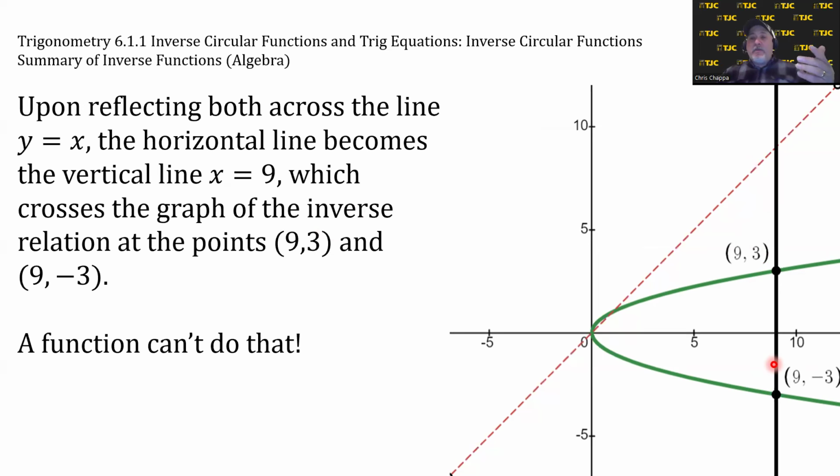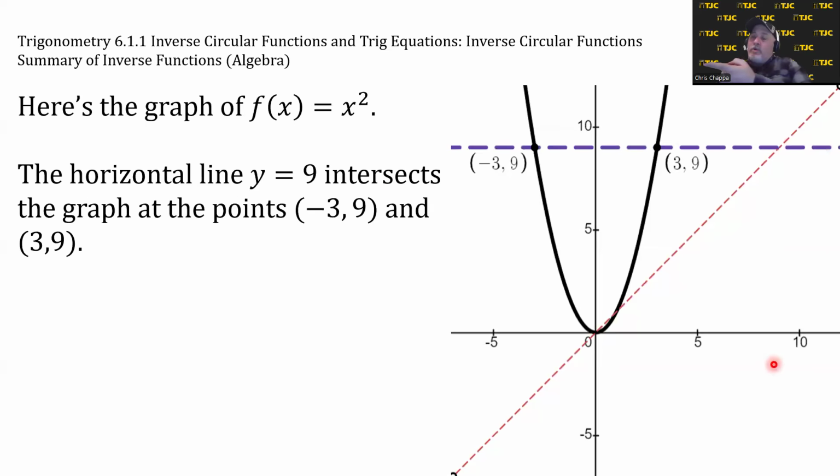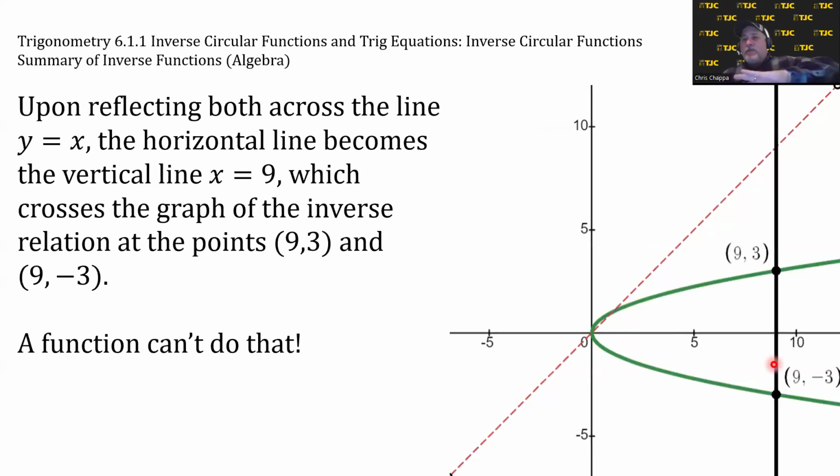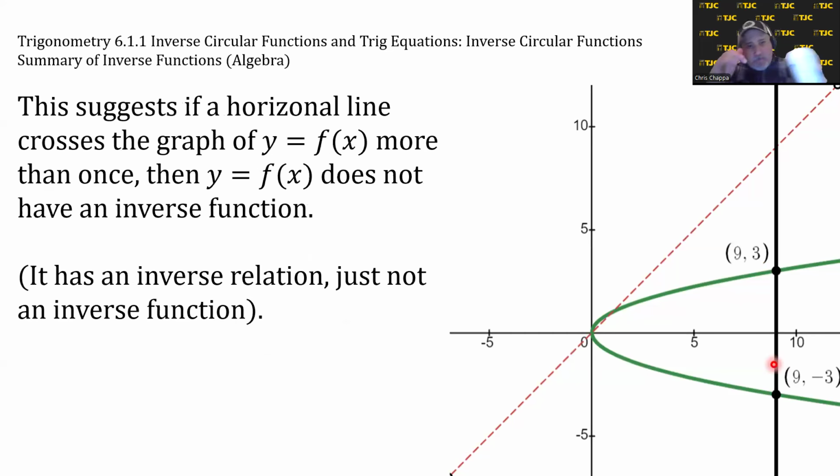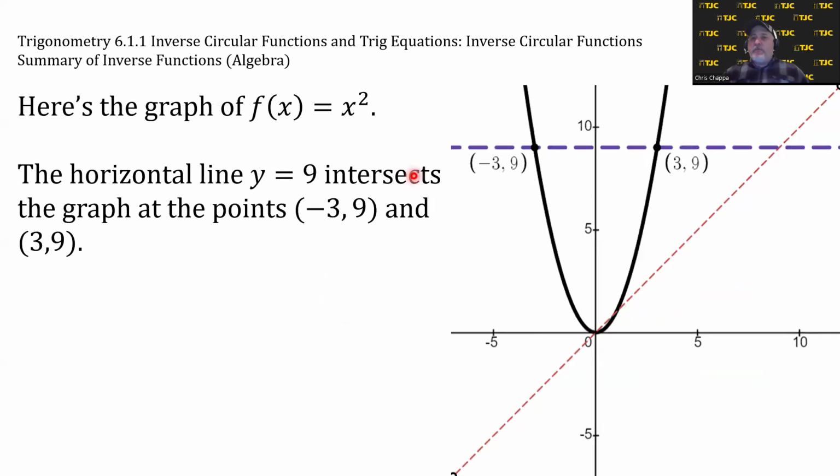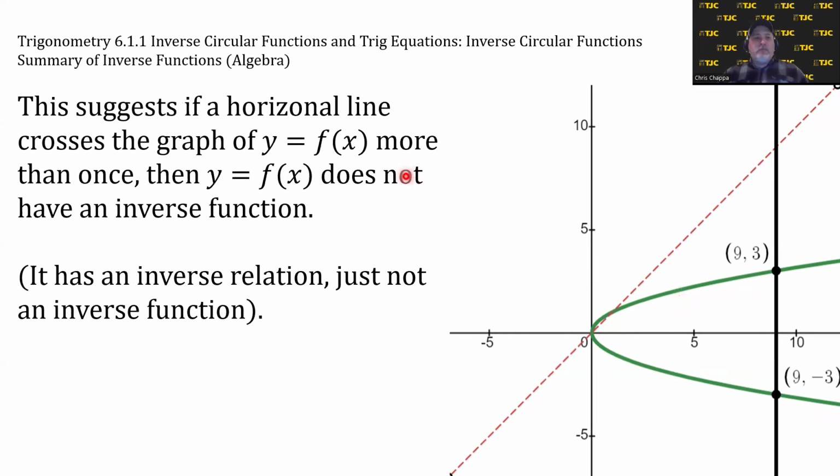So if we take it back here, hitting it more than once with a horizontal line means that its reflection would hit more than once with a vertical line, meaning the inverse is not a function. This is precisely what I said. This suggests if a horizontal line crosses the original graph more than once, this one, then that original graph does not have an inverse function. It has an inverse relation, just not an inverse function.